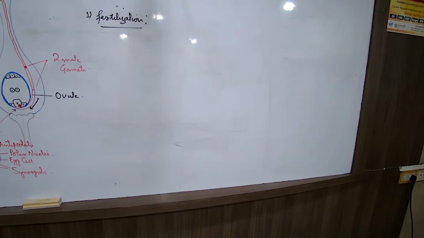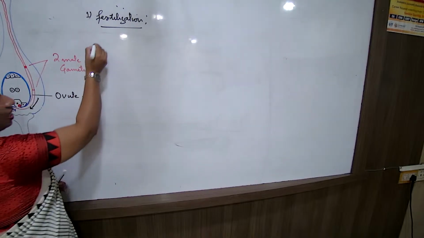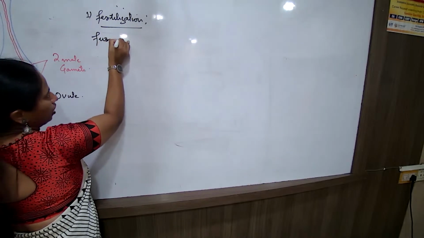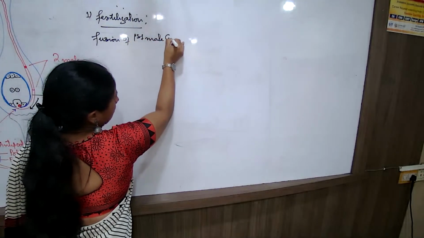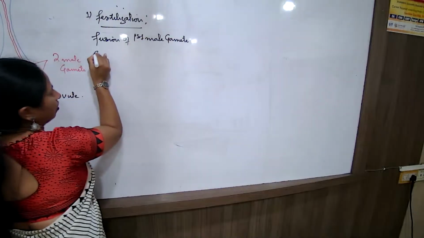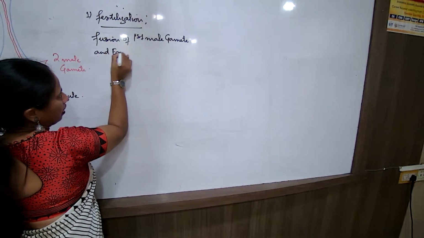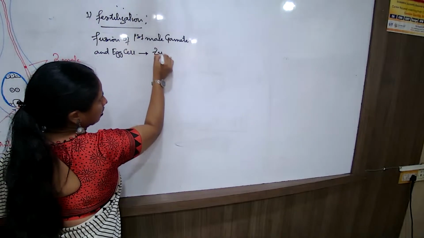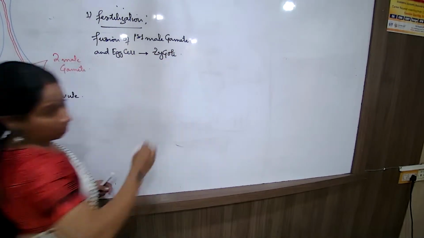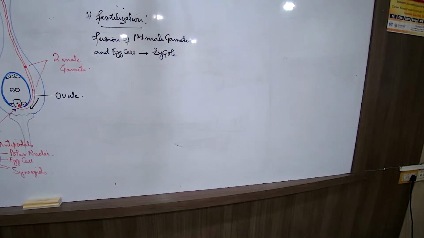So is it happening? Yes, I said that this is the first male gamete and this is the egg cell. So what is fertilization? Fertilization is fusion of the first male gamete and the egg cell. And what does it give rise to? This gives rise to the zygote. What is the zygote? Yes. Vegetative nucleus. This one. So now the first step is fertilization.